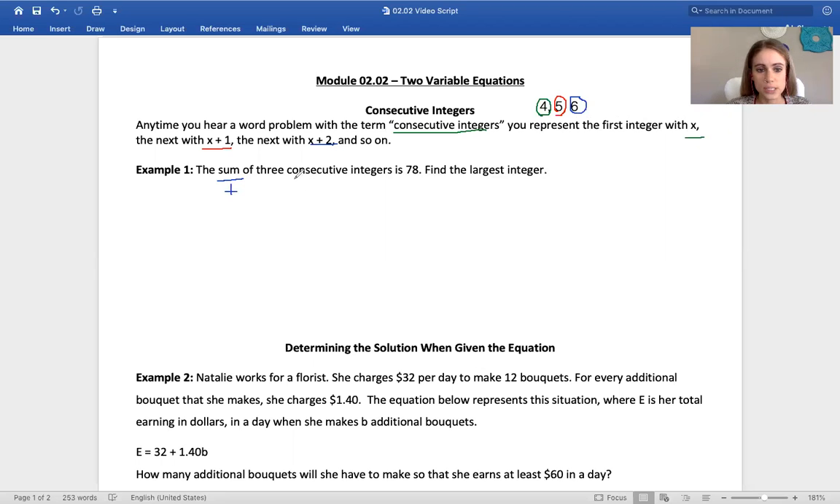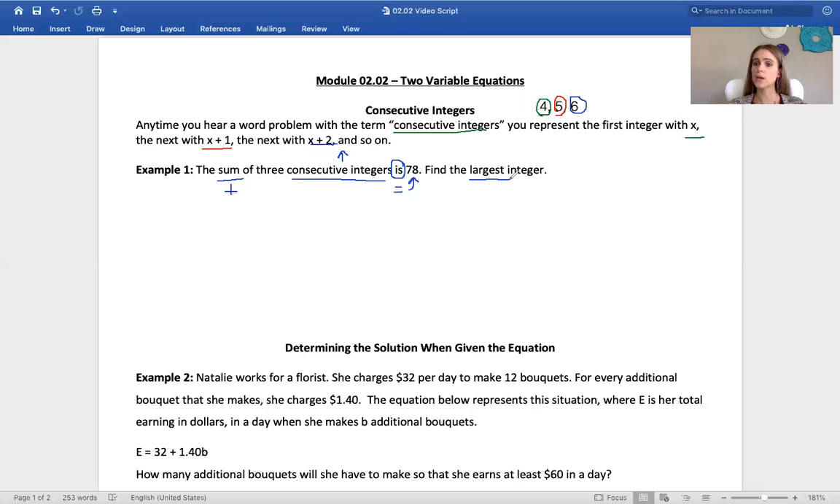Then I also see consecutive integers, so that's what we just took notes on up above. The next key word is "is." What does "is" mean? It means equals. And what does it equal? 78. And then it wants us to find the largest integer.